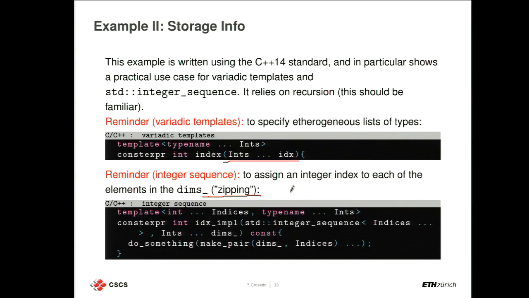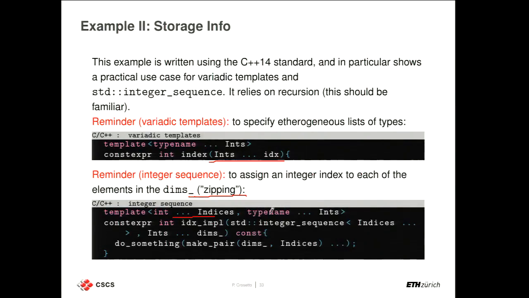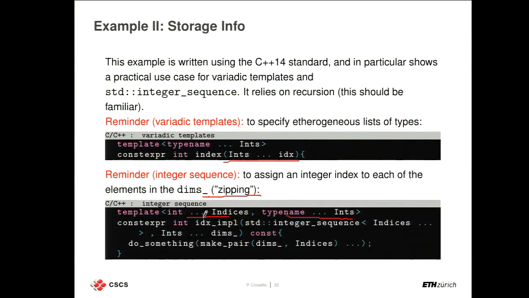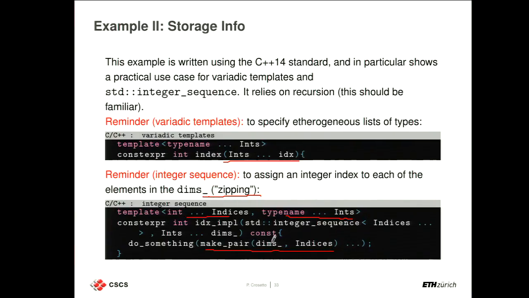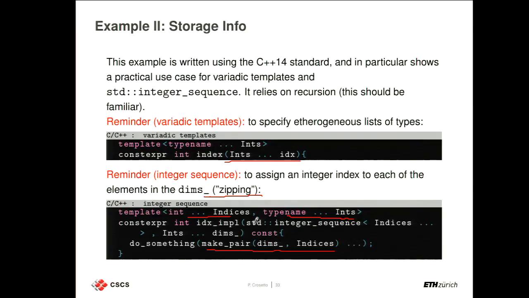So in this example, we have 2 packs. One will be the integers, the dimensions, the coordinates which I'm passing to the index function, and the other one will be indices from 0 to the dimension of the second pack. And we want to zip these two. So we want to write a pair of the first dimension with 0, then a pair with the second dimension and 1, a pair with the third dimension and 2. To do this, we pass a std::integer_sequence as an argument. So this is the same example as we saw before. So we will use this now.